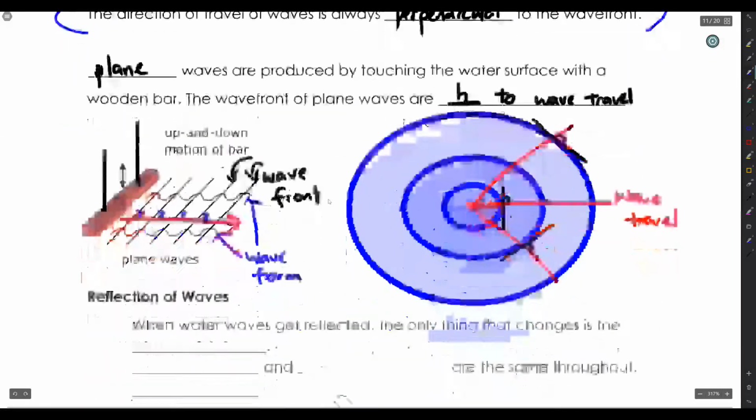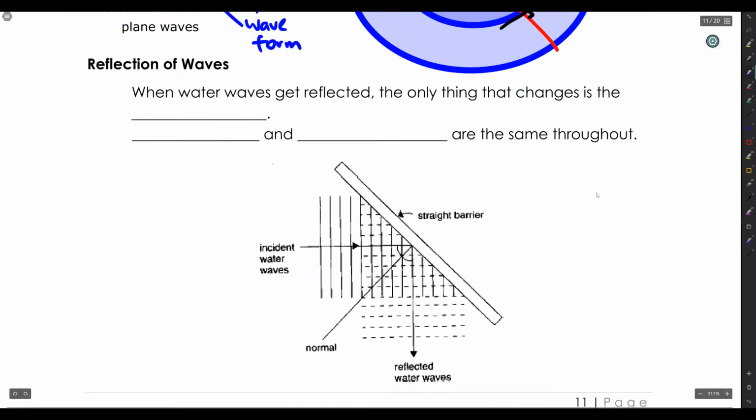The next part is on the reflection of waves, which is quite similar to what we learned in light. Remember in light, the law of reflection says that the angle of incidence is equal to the angle of reflection. The same thing applies here. The incident water waves come in here, get reflected, and the two angles are the same.